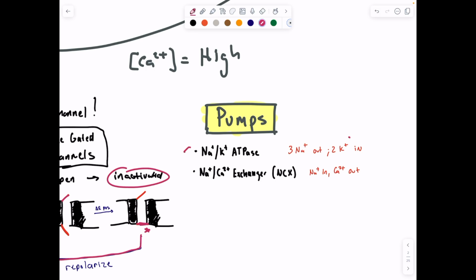Then we have our pumps, and these are constantly active, but I just like to mention them because they're going to really come into play during phase 4 for different action potentials, because during phase 4, for the most part, they are essentially acting unhindered.